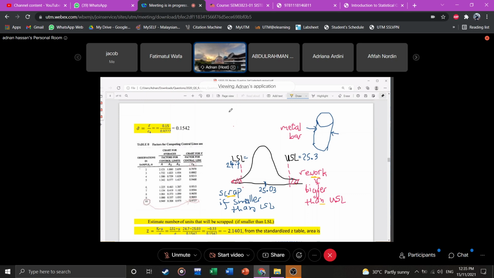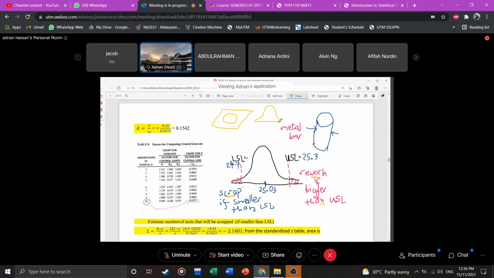But if you have a hole, sometimes you need to produce, let's say, drilling. If it is a drilling process, where is the scrap? For drilling, is it smaller or is it bigger? Let's say it's a hole. Smaller. Bigger, doctor. Okay, so when it is bigger, you must go to scrap. So scrap will be here.